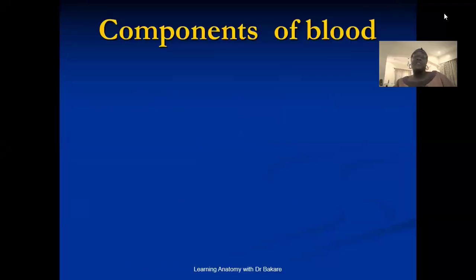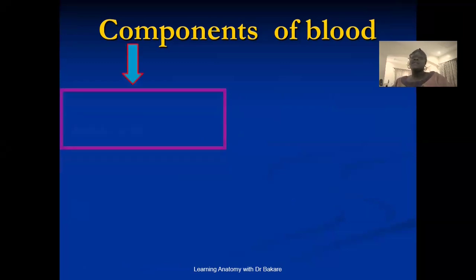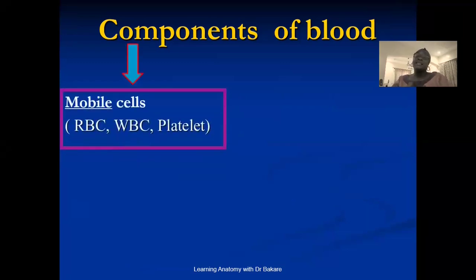So now let's dive into the structural components of blood. What is blood made up of? Blood is made up of the cellular component and also the extracellular component. So this is where we have the cellular component of blood, and these are made up of the red blood cells, the white blood cells, and also the platelets. So these are the three structural cellular components of blood. These cells are mobile. They are suspended in a fluid medium that allows this movement.